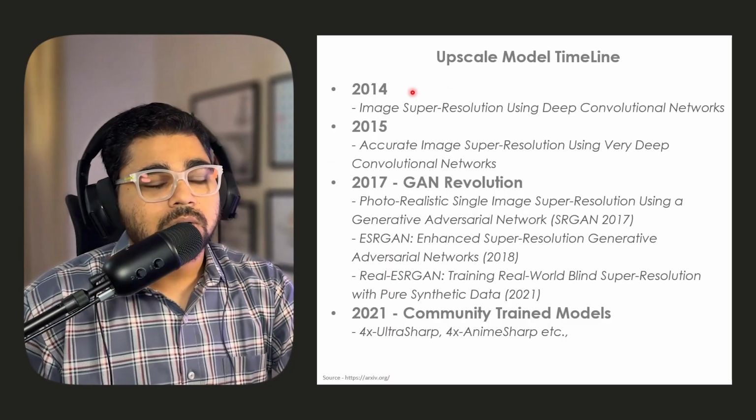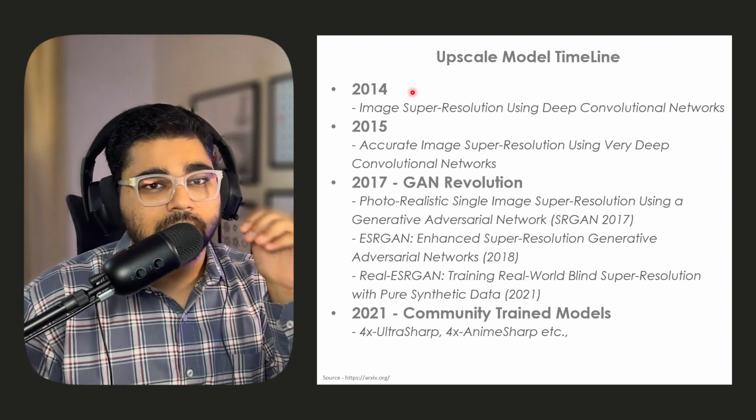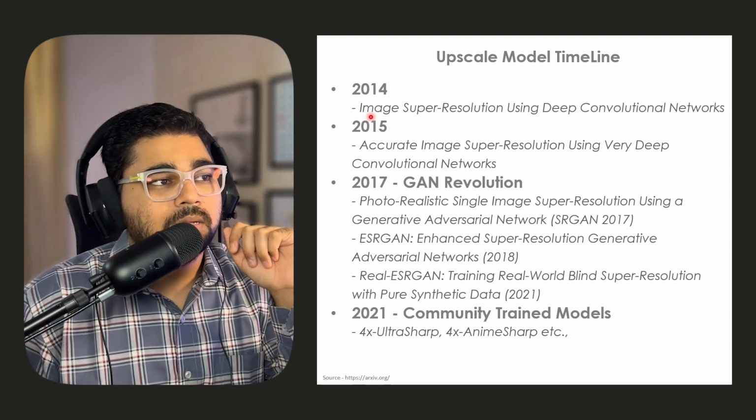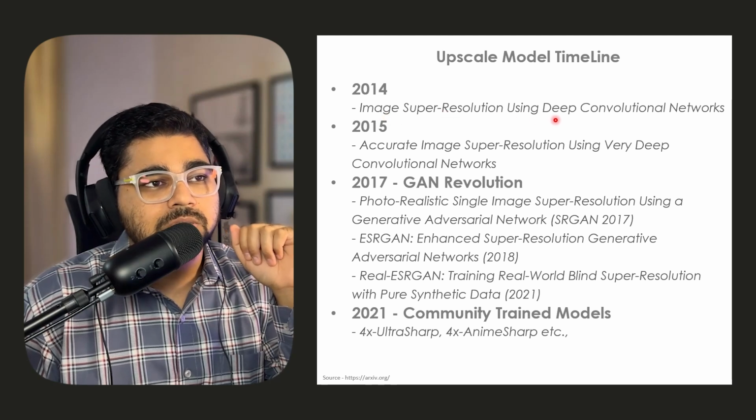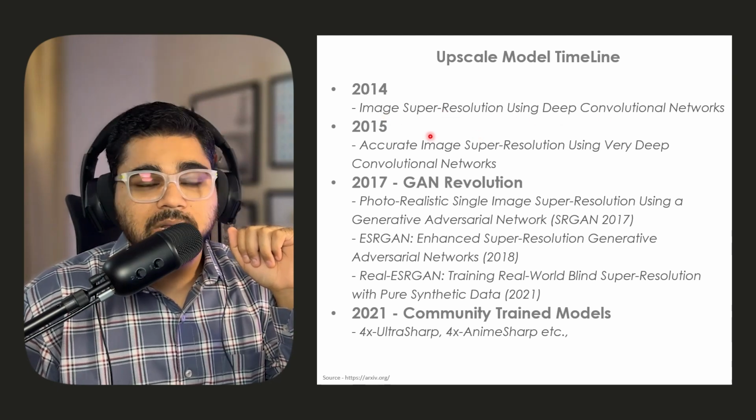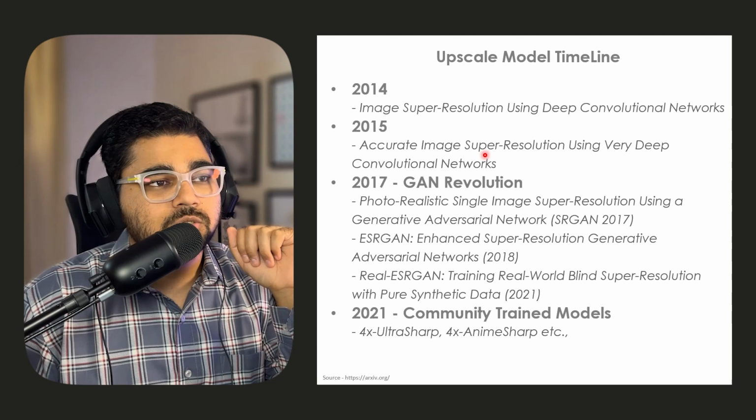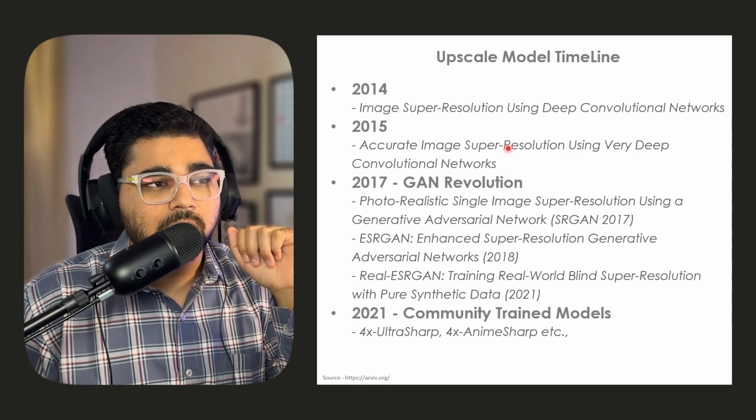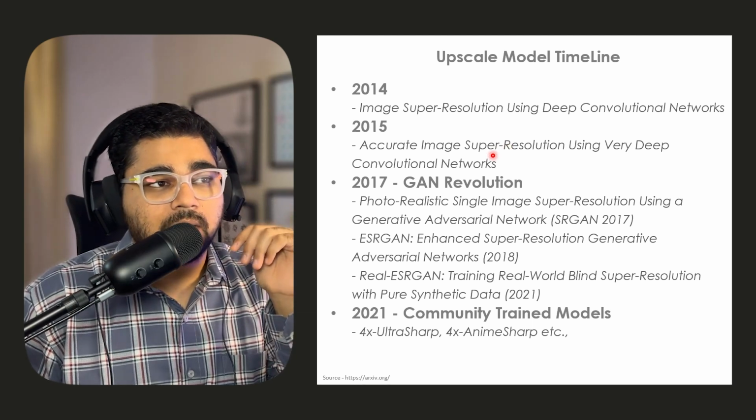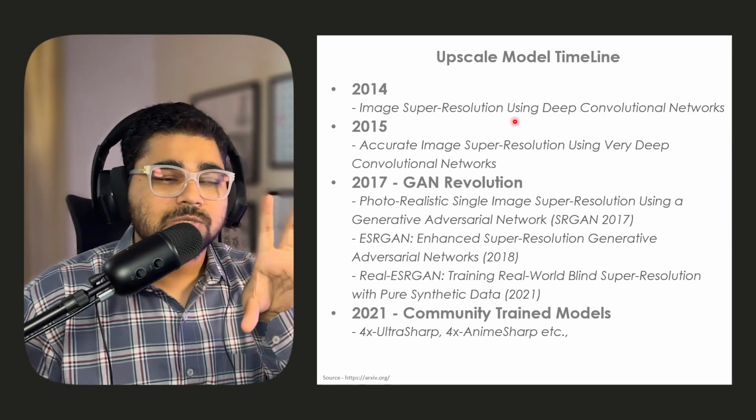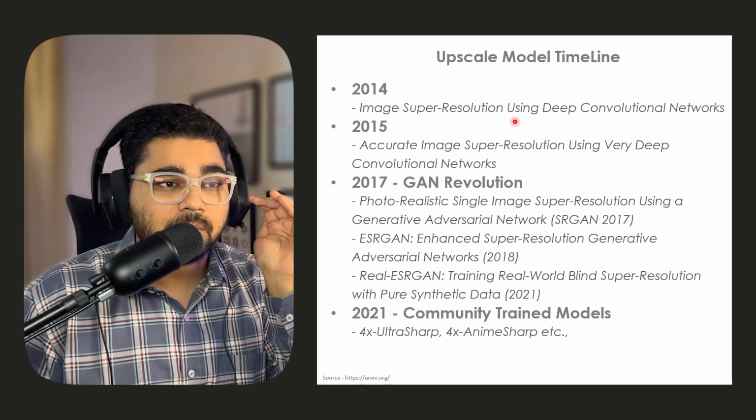Basically these models started from 2014, which is like 10-11 years earlier, and the first paper released was called Image Super Resolution Using Deep Convolutional Networks. In 2015 we had Accurate Image Super Resolution Using Very Deep Convolutional Networks. These two we are not using currently. The current upscale models that have been trained are not from these papers, but I just wanted to give you an idea that it started in 2014.